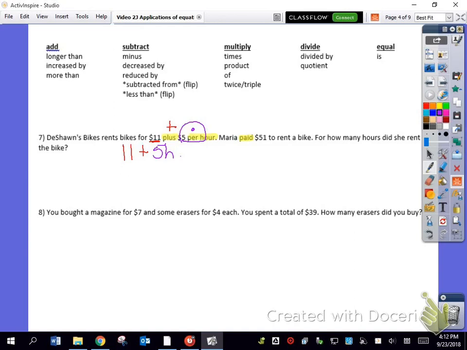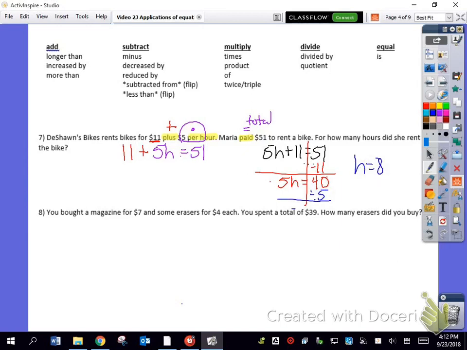And then she paid $51. That means that's the total. So since that's the total, it's going to equal 51. So now you can solve that. I'm going to rewrite that: 5h plus 11 equals 51. If you need to rewrite that, you can. If you're good with solving it from the original, that is fine. The opposite of adding 11 is to subtract 11. So 5h equals 40. And then the opposite of multiplying by 5 is to divide by 5. So h equals 8.